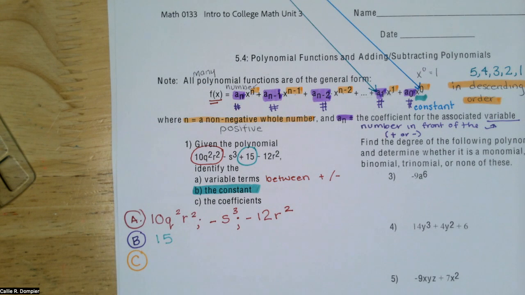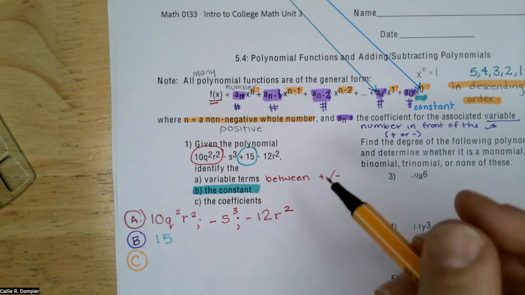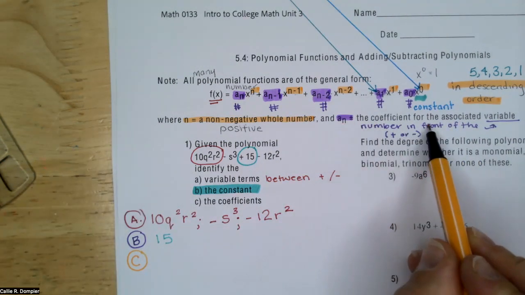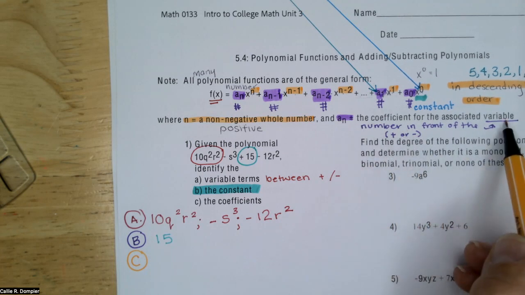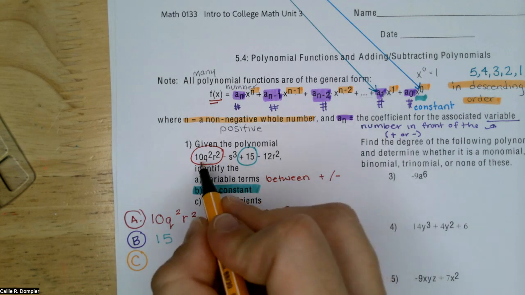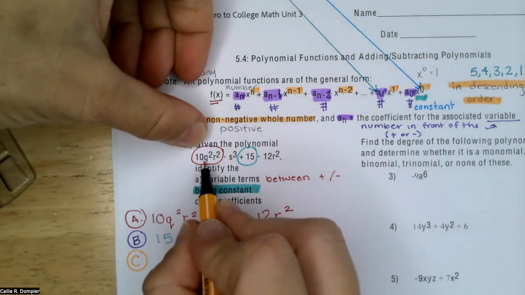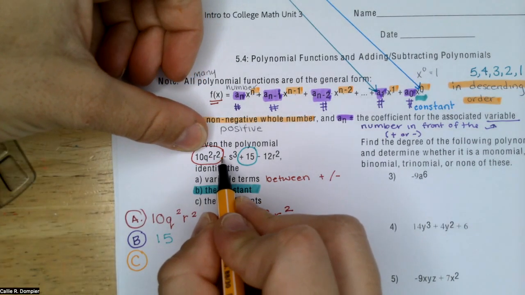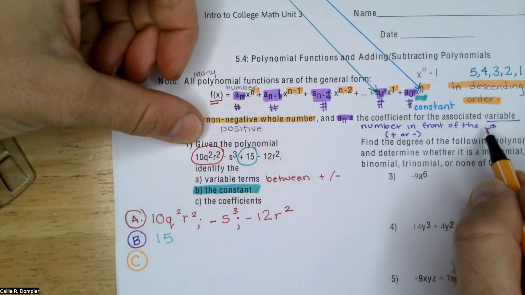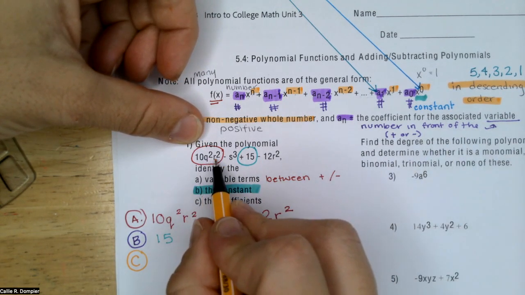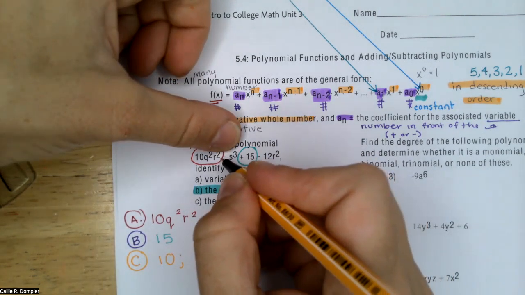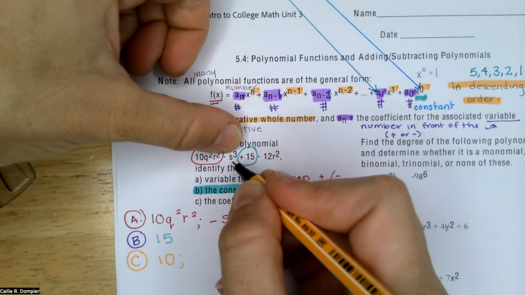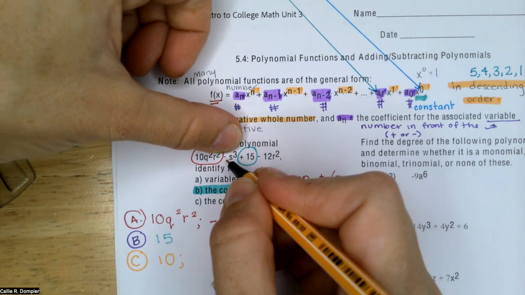So remember that the coefficient is the number in front of the variable, okay? So for part C, or sorry, for 10q squared r squared, we're not going to include the variable. The variable is the letter. We don't need either of the letters. We just want the number 10, okay? Our next term was negative s cubed. Well, s is the variable, but I have a negative sign.